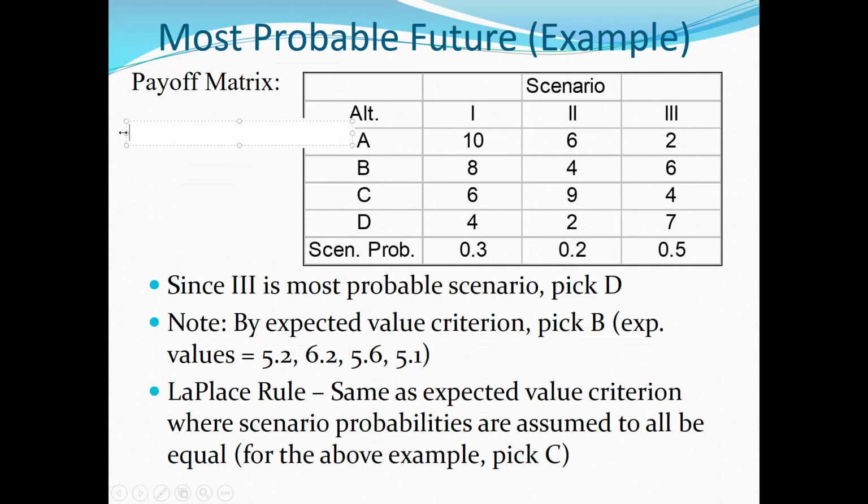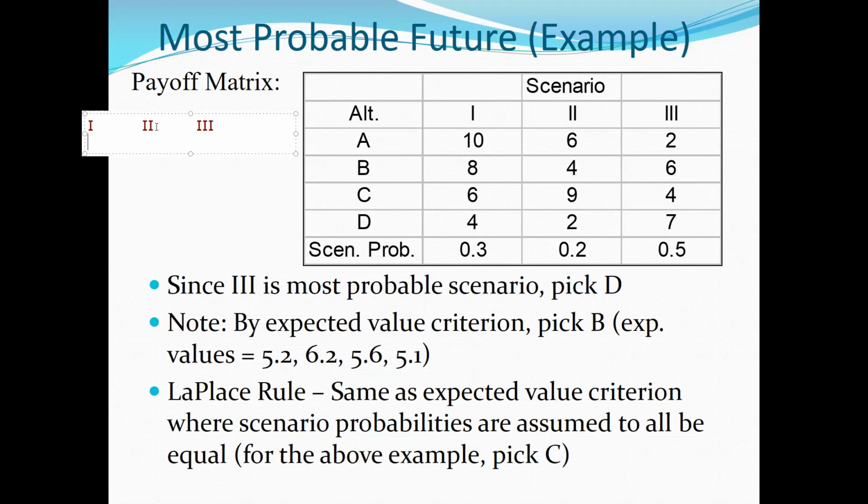So let's say you picked alternative A and scenario 1 happened. What's going to be your regret? Did you lose any payoff if scenario 1 happened? If scenario 1 happened and you picked alternative A, would you regret that choice first of all?